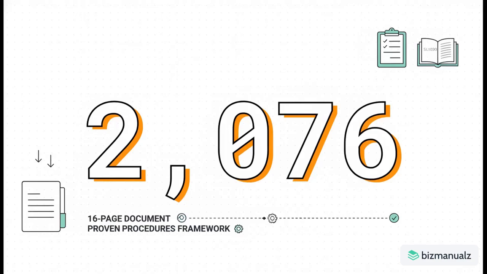To put what you're getting into perspective, the SL1030 gives you a robust 16-page document that contains exactly 2,076 words of meticulously crafted, proven procedures. We're not talking about some flimsy bullet point checklist here. It is a comprehensive framework that is ready to be deployed on day one.